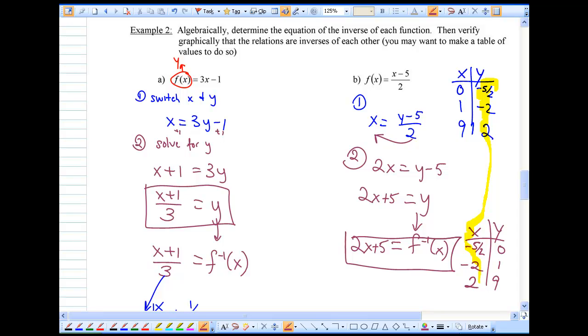And if I do one more, 2 times 2 is 4 plus 5 is 9. Okay? I'm not going to graph this out because I can see from the table values this definitely is the inverse. I feel happy. I'm going to move on. If you don't like it, go back and graph it out. Okay, one more.